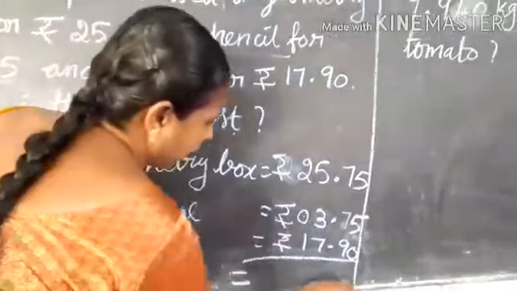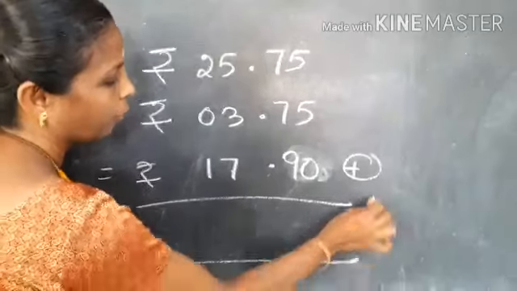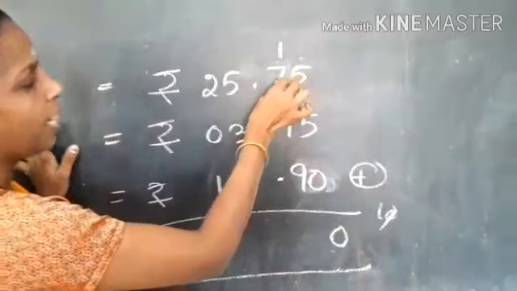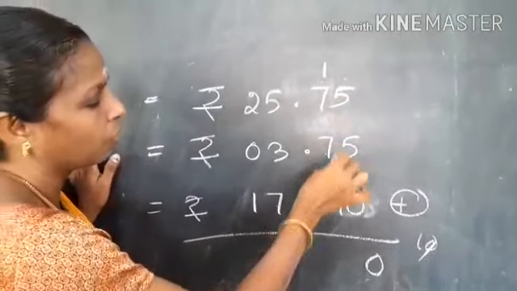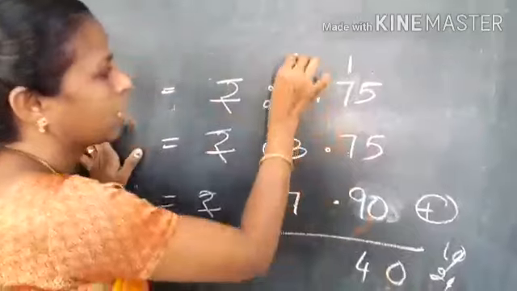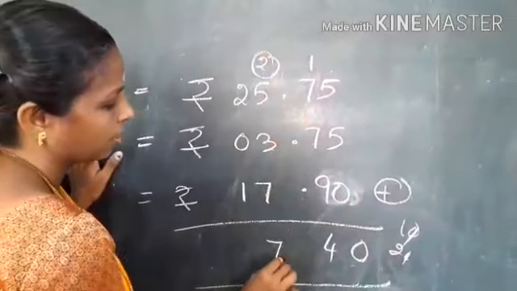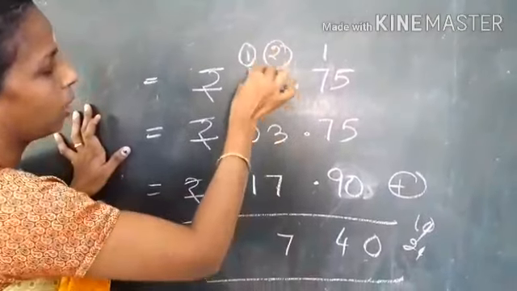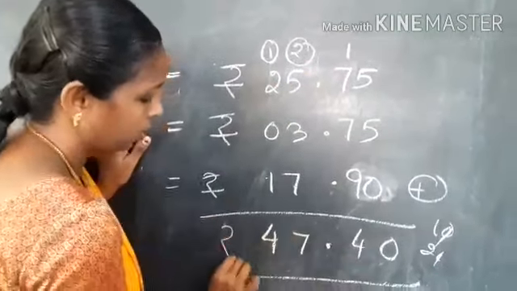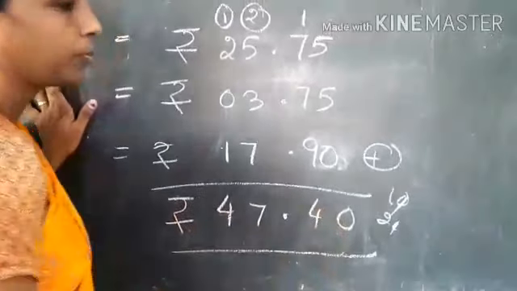means we should add the given details. 5 plus 5, 10. For 10, 0 is the answer, 1 is the carry. 1 plus 7, 8. 8 plus 7, 15. 15 plus 9, 24. 24, 4 is the answer, 2 is the carry. 7, 10, 17. Balance 1, 3, 4. We must keep the decimal point. This is rupees. So total cost is rupees 47.40.